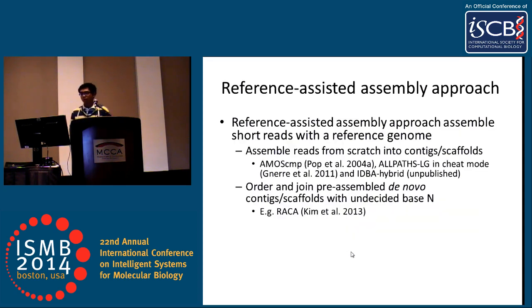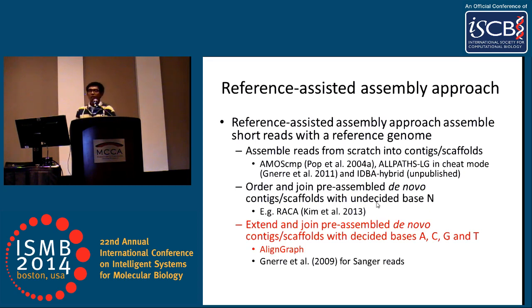And let's see the second approach, the reference-assisted assembly approach. The idea is to use a reference genome to generate assemblies. And there are basically two methods. One method is to assemble reads from scratch into contigs or scaffolds. And the other method is to order and join pre-assembled de novo contigs or scaffolds with the undecided bases. So this method is basically a scaffolding algorithm. So actually, in the previous presentation, regopt is also an algorithm in this method.